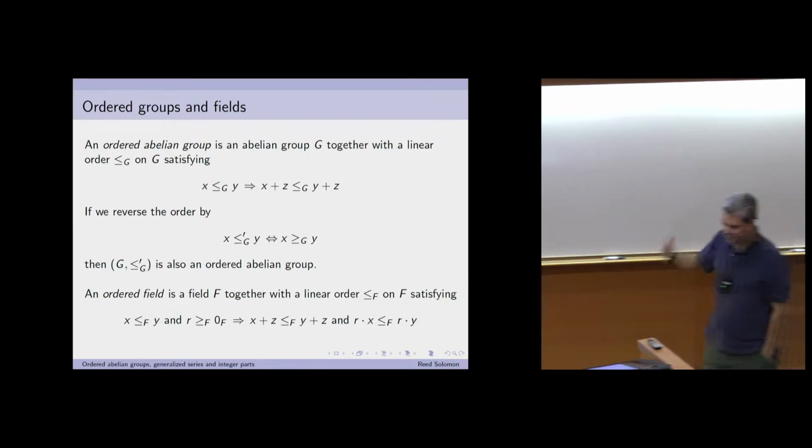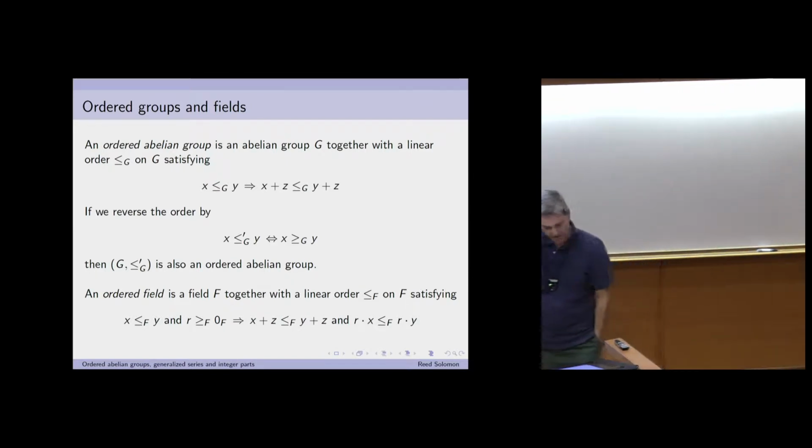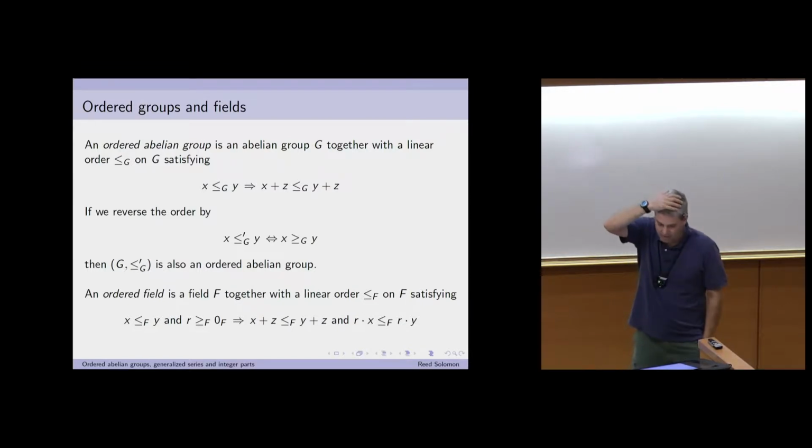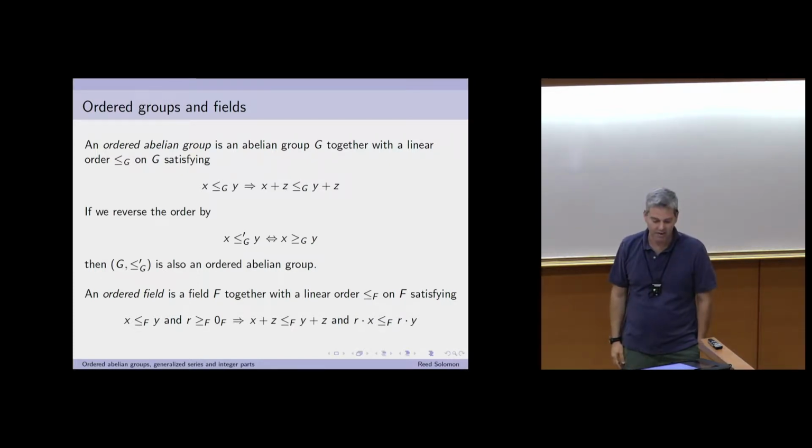Let me just say at the beginning, in case anyone hasn't seen this, an ordered abelian group is just an abelian group together with a linear order that satisfies the obvious condition you want: if x is less than y, then x plus z is less than y plus z.